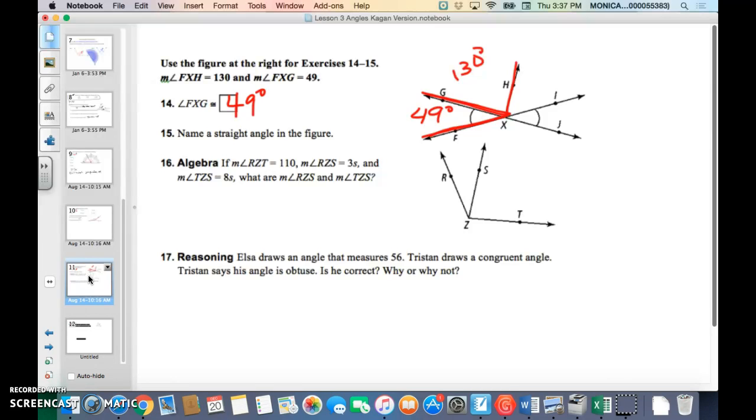All right, name a straight angle. Well, remember a straight angle is a straight line. So I would say angle FXI, because this makes a straight line.